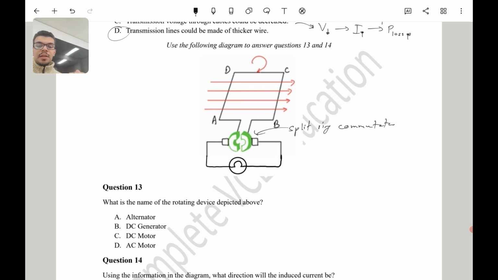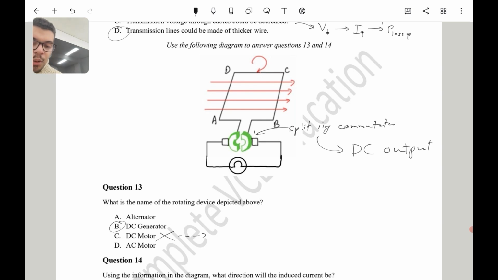And the split ring commutator is connected to a coil. The split ring commutator, guys, is going to be allowing for a DC output. So this must be a DC generator. Now it cannot be a motor, guys.